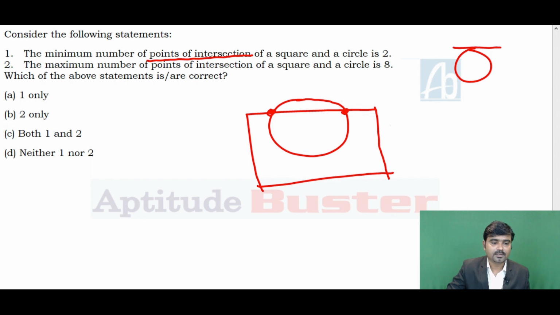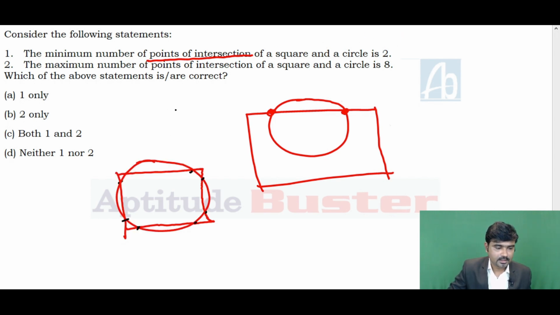Here it's given points of intersection, so the minimum intersection of a square and circle is 2. Take this example for the maximum number of points of intersection of a square and circle. Easily you can understand, the maximum number of points of intersection of a square and circle is 8. Here the first one is true and the second one is also true, so the answer for this question is both 1 and 2.